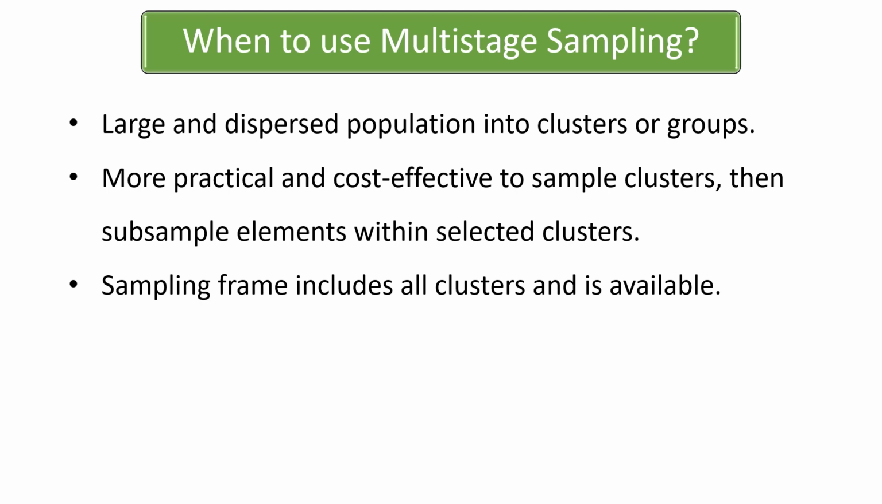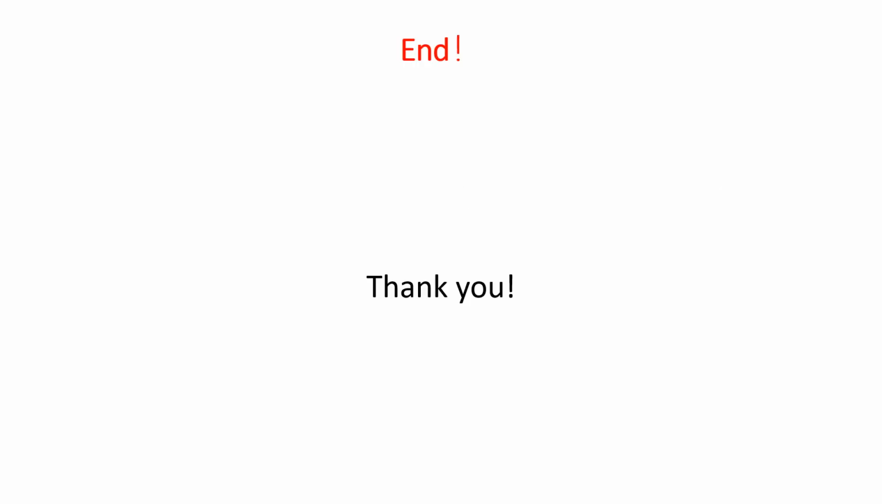When to use multistage sampling? Multistage sampling is used when there is a large and dispersed population which can be divided into clusters or groups, and it is more practical and cost-effective to sample clusters. Then subsampling elements within selected clusters is possible. And the other scenario is that the sampling frame includes all the clusters and is easily available to the researcher. If these criteria are fulfilled, multistage sampling can be applied. This is the end of our discussion.